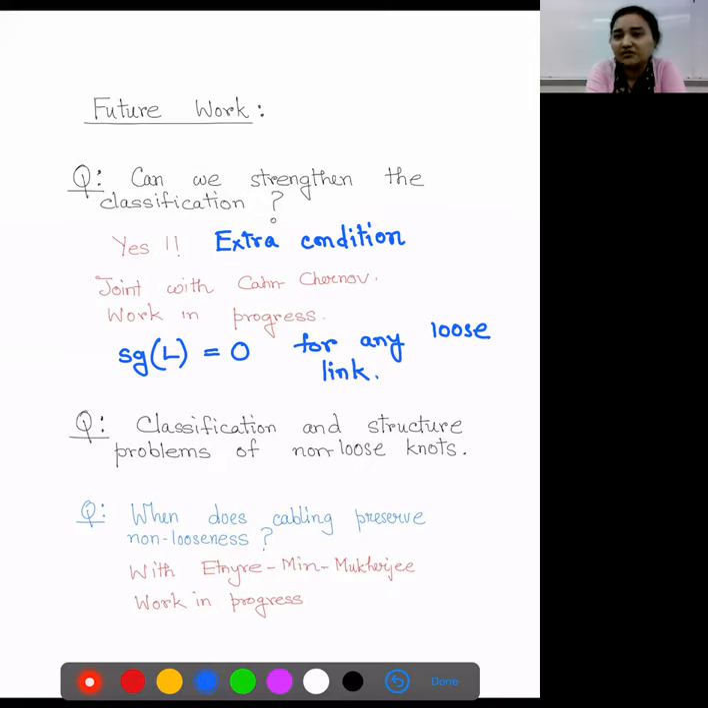The next topological operation one should care about is cabling. So when does cabling preserve non-looseness? Does it always preserve non-looseness or not? This is actually work in progress, with Etnyre, Min, and Mukherjee. Hopefully, soon we will be able to find all the conditions under which cabling will preserve non-looseness. And that's all I have. Thank you for listening.